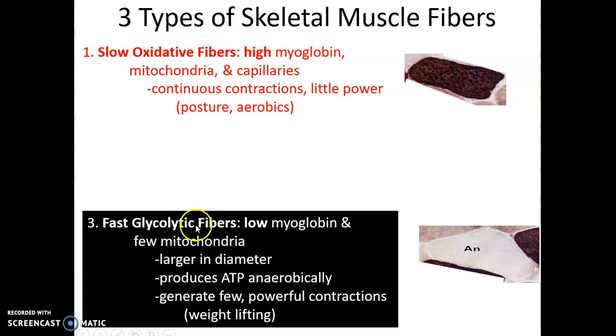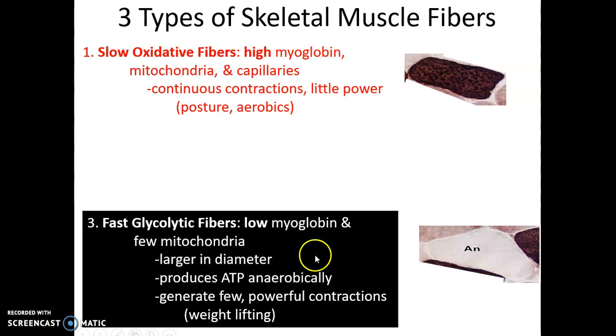Then we have fast glycolytic fibers. Fast glycolytic fibers do not use oxygen to produce energy. Instead, they do it anaerobically. So they have little to no myoglobin in their sarcoplasm, so they're whitish in color. And they have very few mitochondria because, again, they're not using oxygen to produce ATP, and that is what occurs in mitochondria. The cells of fast glycolytic fibers are usually pretty large in diameter compared to other fibers.